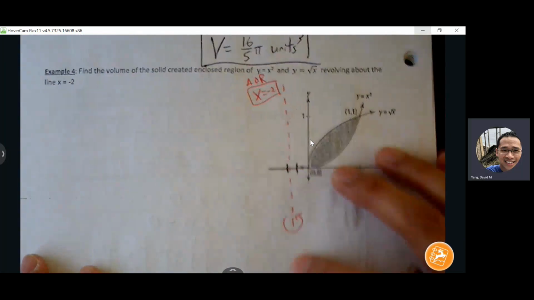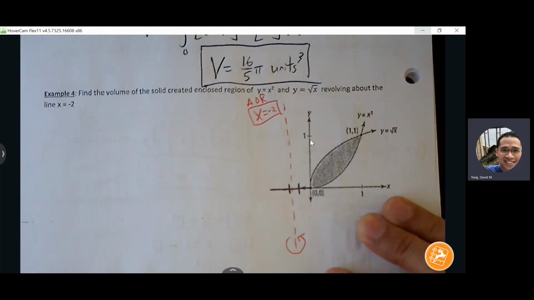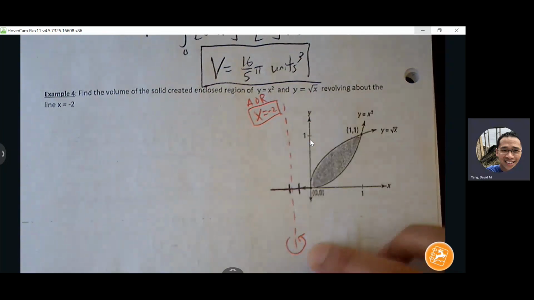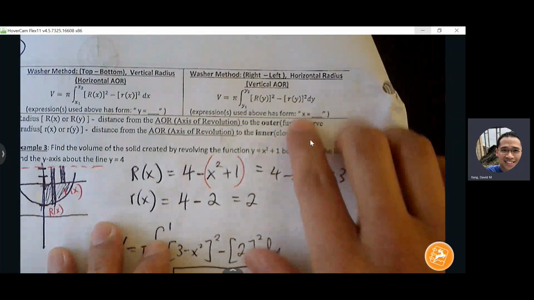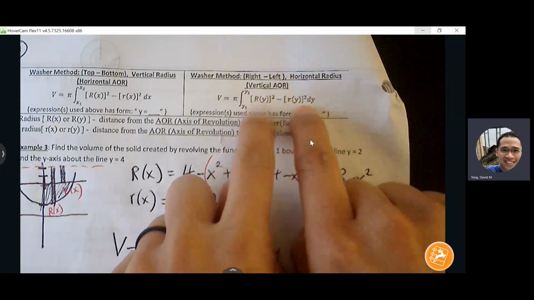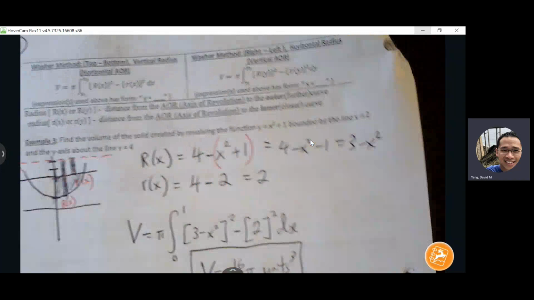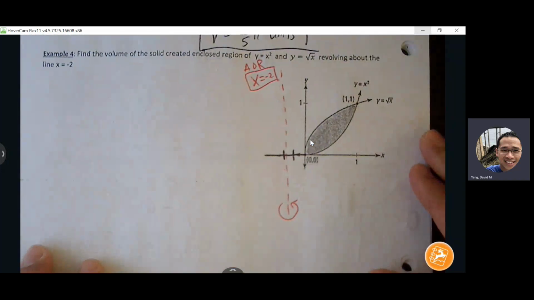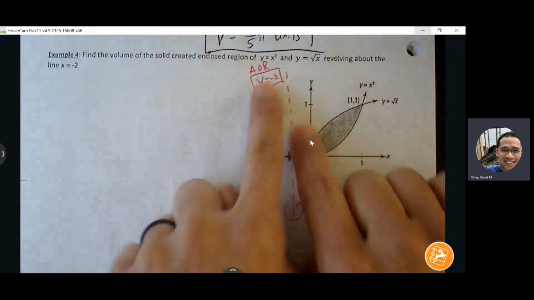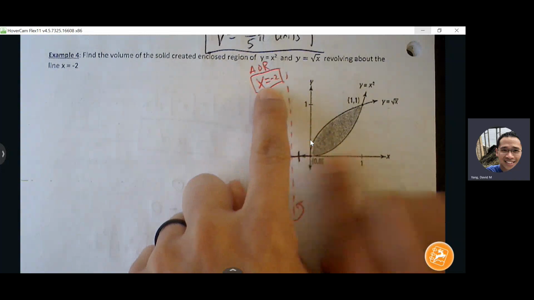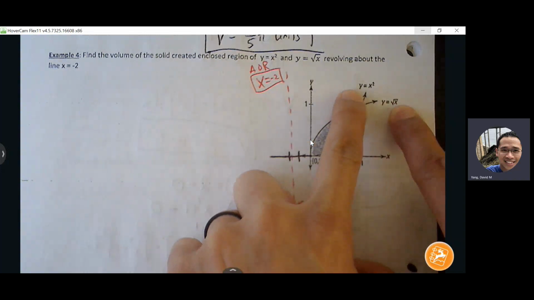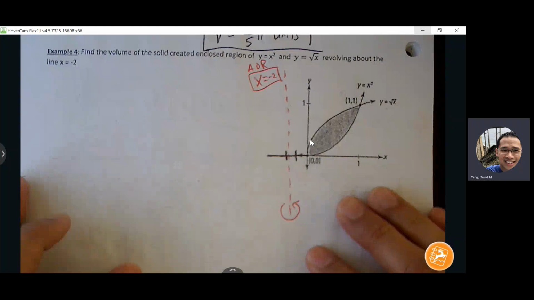All right, so what's also another challenge with this problem? It's a vertical axis, which means right minus left, which means our equations are not in the proper form, right? We've got to take the time to rewrite all of our equations. None of them are ready. The x equals -2 is in the proper form, but not these equations. Okay, let's go ahead and draw the radius first, though.